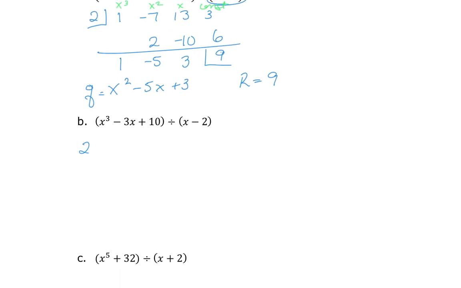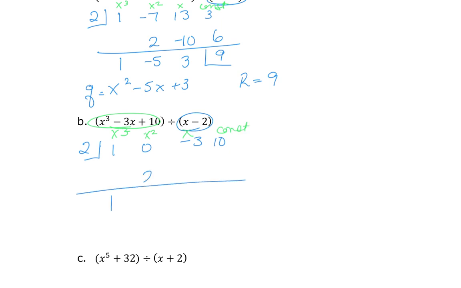So I'm going to use a positive 2 here. Opposite of that. 1, 0, negative 3, and 10. Because I have the x cubed, the x squared, which is missing in my original polynomial here, x and then my constant. 1 comes down. Those 2 multiply to give me 2. These add to 2. These 2 multiply to give me 4. These give me a positive 1. And I have 2. So it's 12. I have x squared plus 2x plus 1 is my quotient. My remainder is 12.